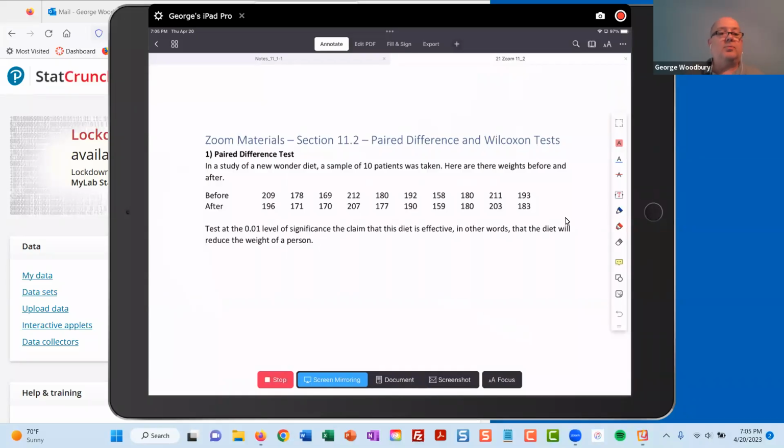All right, so tonight we're going to go over two problems from section 11.2. Paired difference is the one that's covered in my lab. And we also go over this Wilcoxon test, which we use when the conditions fail, and that's not covered in my lab. Now, we'll do one of each type.